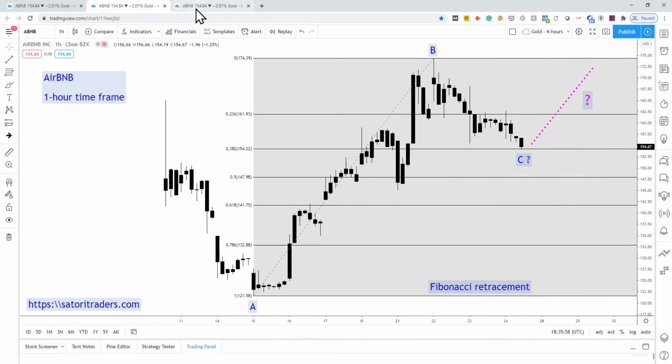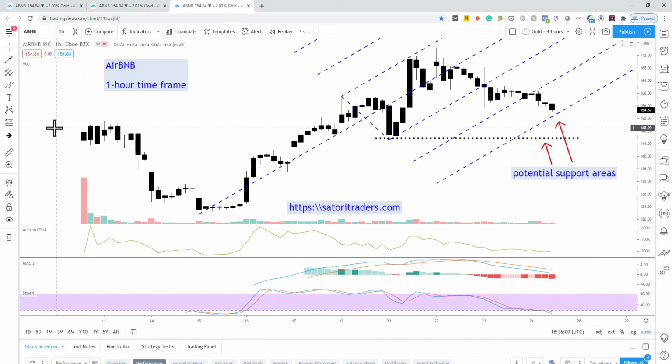Got one more chart and then we are done. This is Andrews pitchfork, and it's doing a pretty good job of describing the price action.